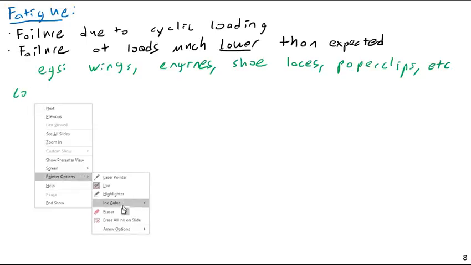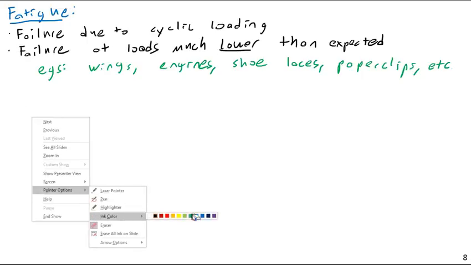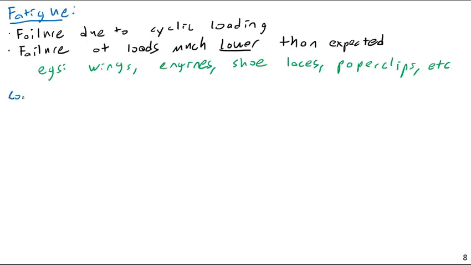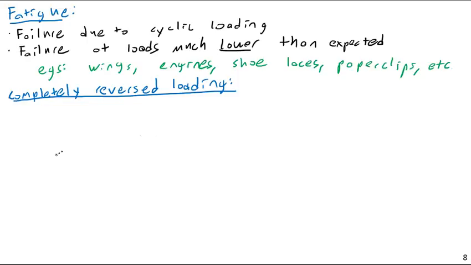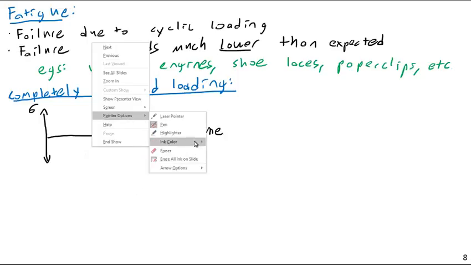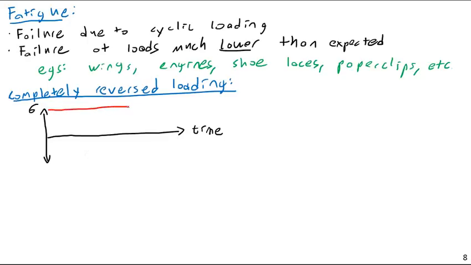So let's consider something like completely reversed loading. This is sort of the idealized fatigue state. Let's say we have a member, and on this axis I have sigma, and on this axis I have time. This would be the max sigma that we ever experience in tension, the max tension load, and this would be our max compression load.